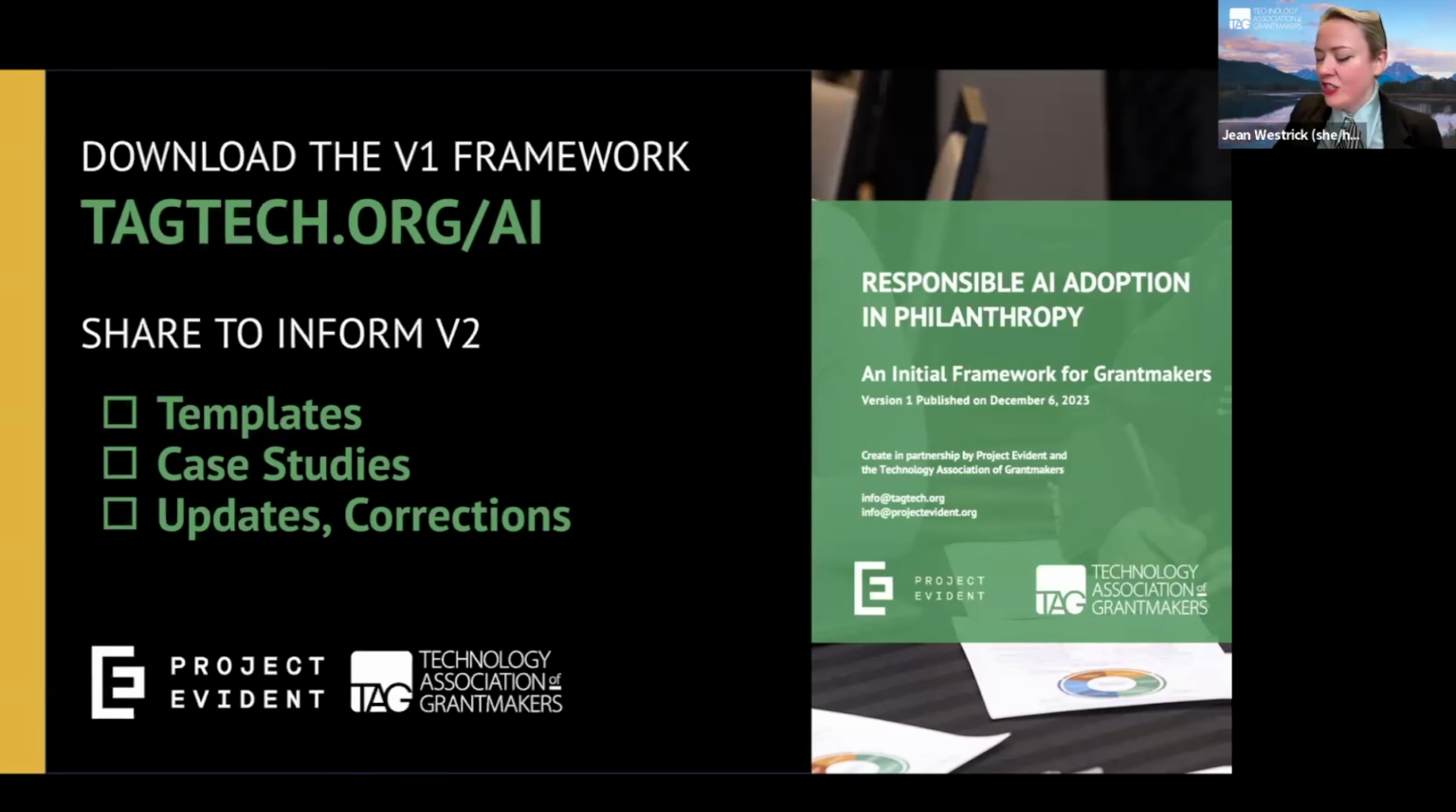And then I just want to underscore that you can find more information on tagtech.org/AI. And we strongly believe that our sector has a duty to really balance the potential of AI with the risks, and to make sure that we adopt it in alignment to our values. That is key. Our commitment to the work that we do remains centered on our missions for a more just, equitable, and peaceful world. And the genie's out of the bottle on AI.